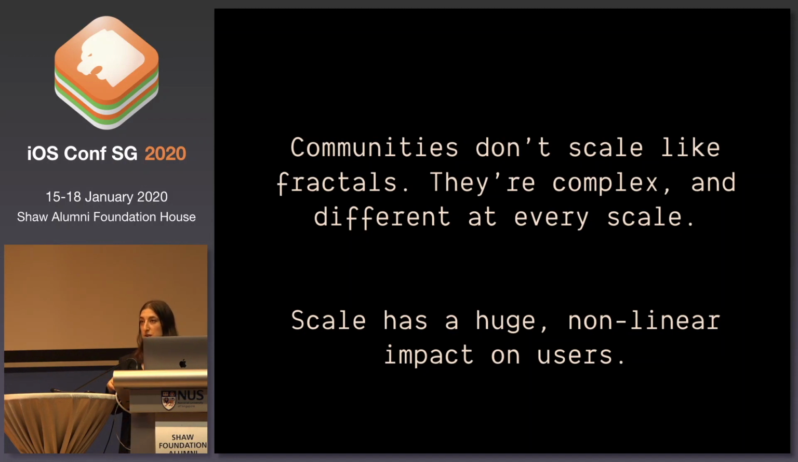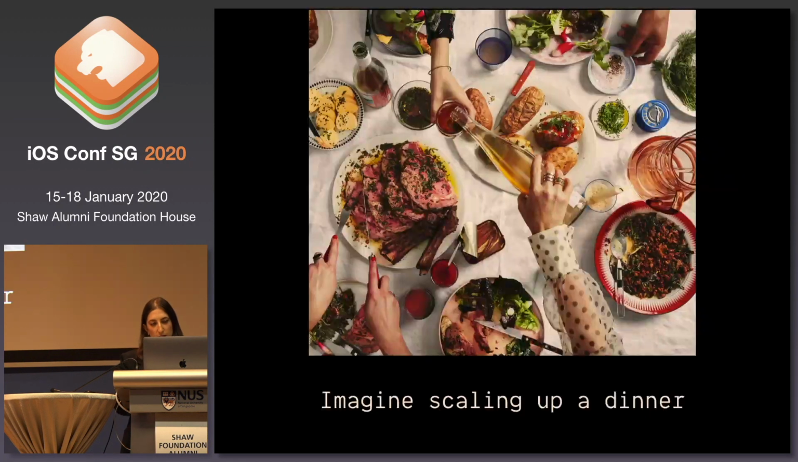And scale, like I mentioned when I was breaking down the different aspects of that community experience, has a huge and non-linear impact on users. Think about hosting a dinner party. Let's say you invited one person over to have dinner with you. You know what they like to eat, you know what their personality is like, and you know that you can give them a really good experience just one-on-one. But as you add each subsequent person to your dinner party, it becomes much more complex. Maybe the third person is a vegetarian, and you need to think about how to create a meal that they'll love.